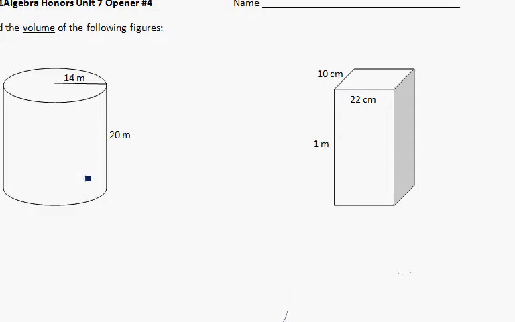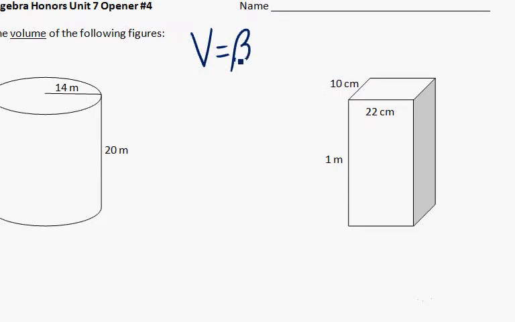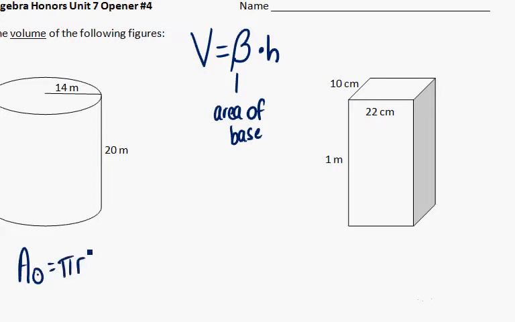What I use to find the volume of a cylinder and also the volume of a rectangular prism is that volume is just equal to the area of the base, and I use a big fancy B to mean area of the base, times the height. First, let's start with our cylinder. If you think about what the base of a cylinder is, it's a circle. So we know the formula for the area of a circle is pi r squared.